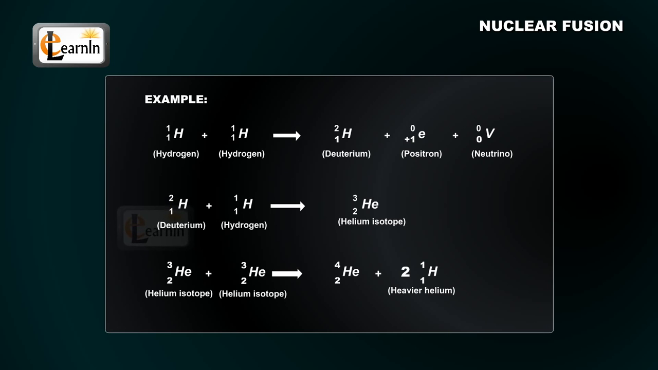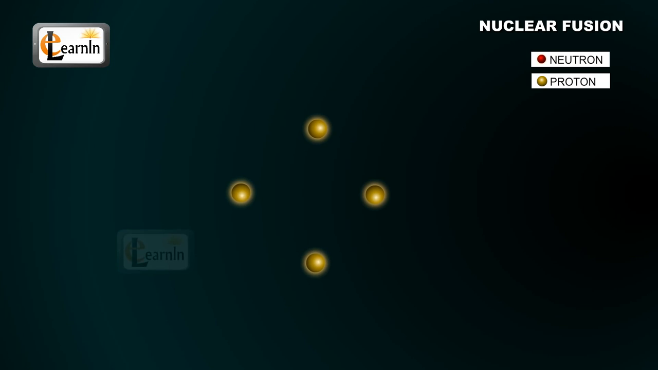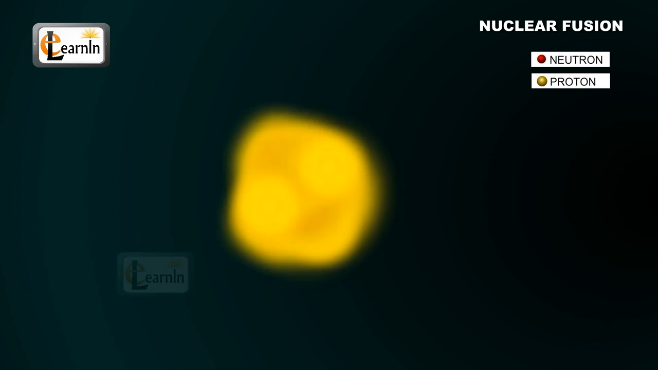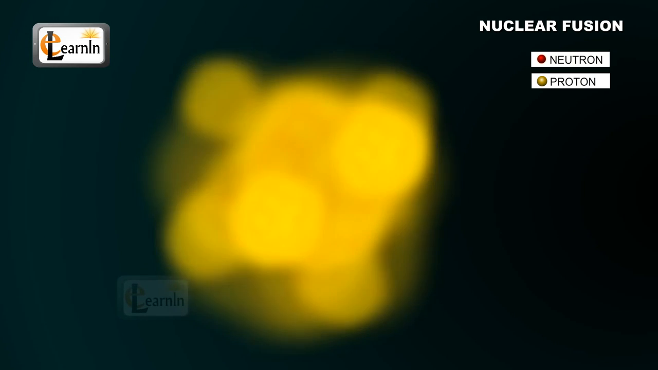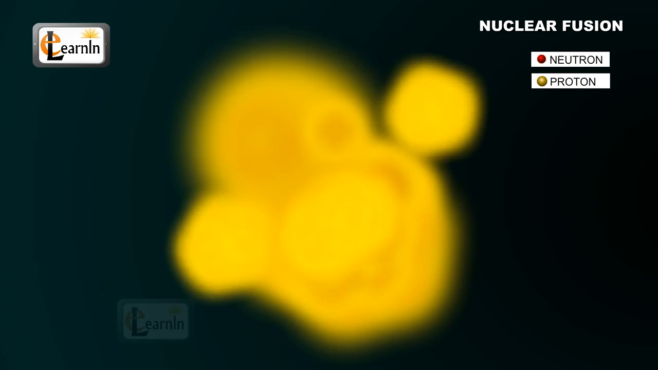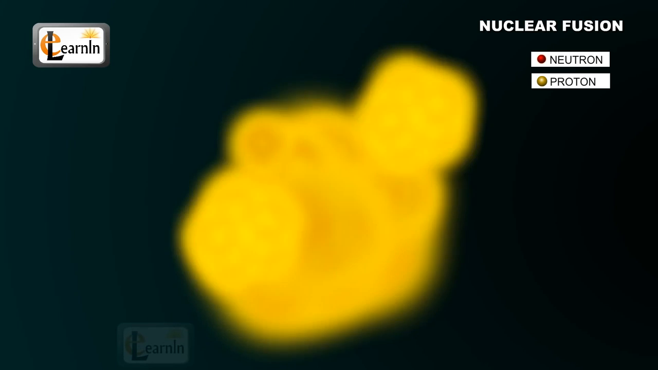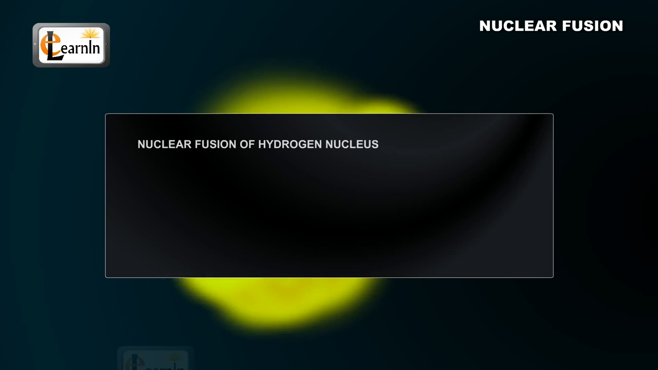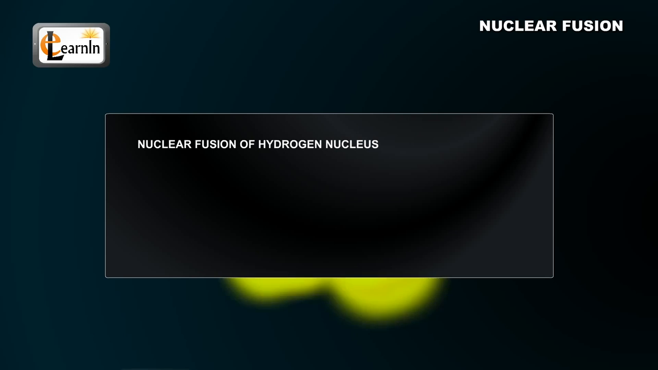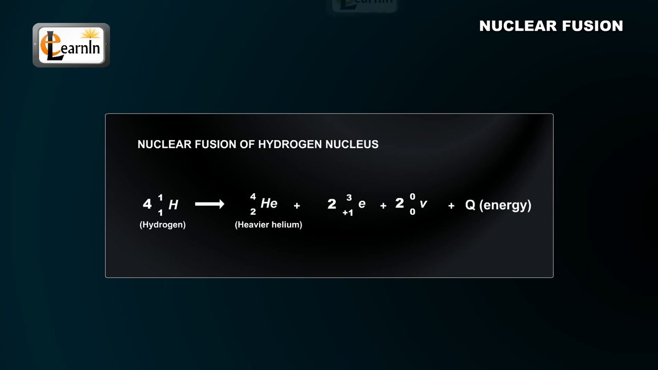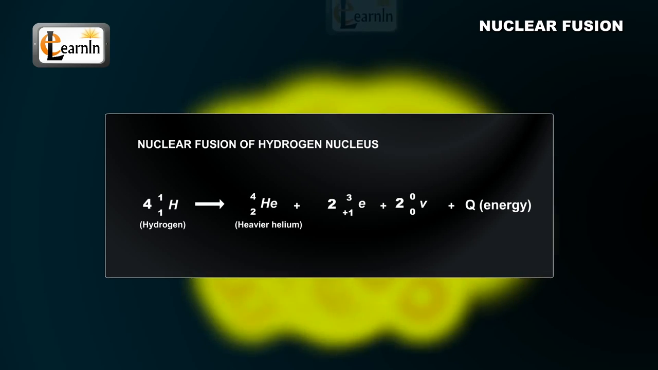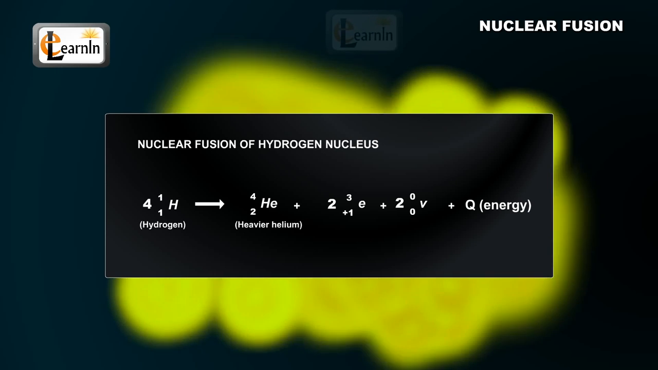These three steps of a nuclear process, where four protons are fused together to form the heavier helium-4 nucleus and an enormous amount of energy, is a nuclear fusion reaction. The chemical equation for this nuclear fusion is as follows. Four hydrogen nuclei, when fused together, give rise to the heavier helium.